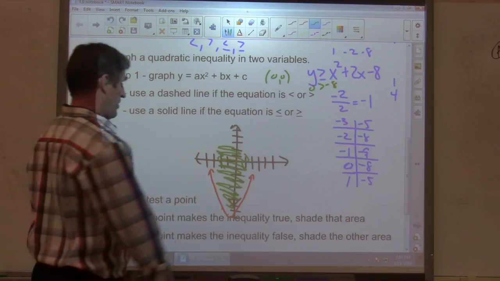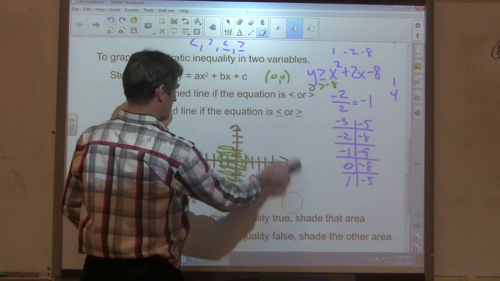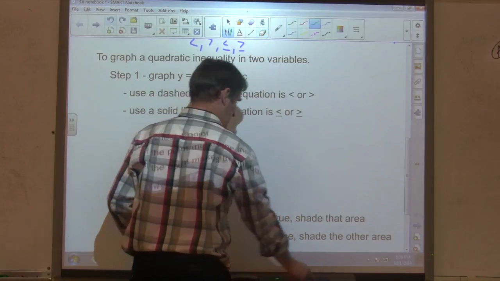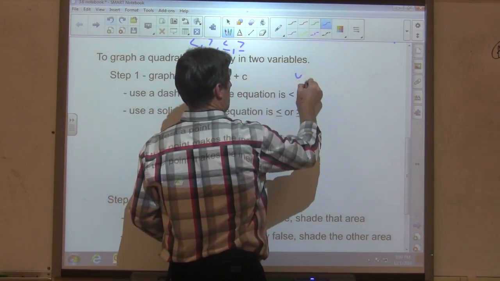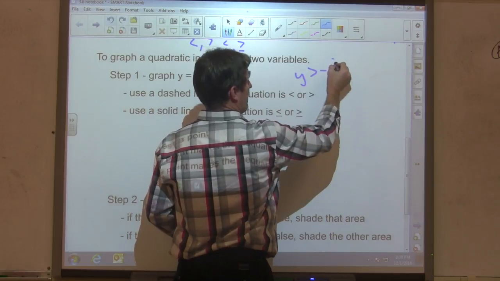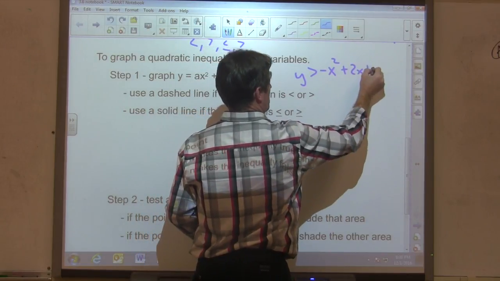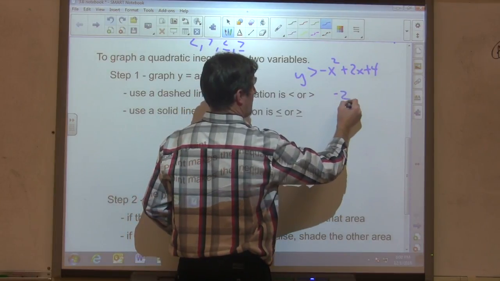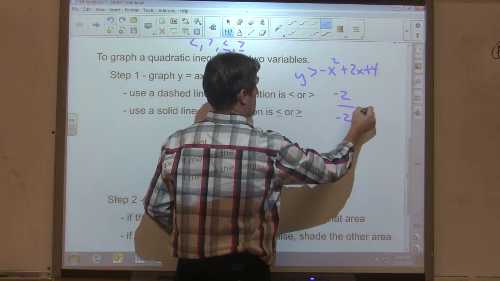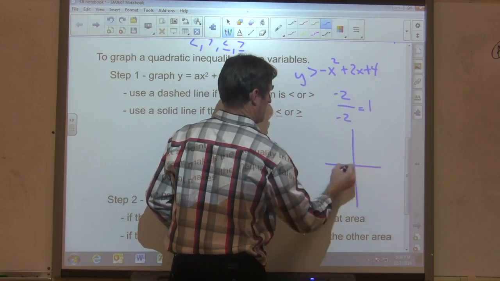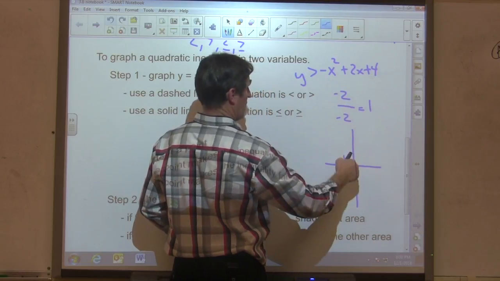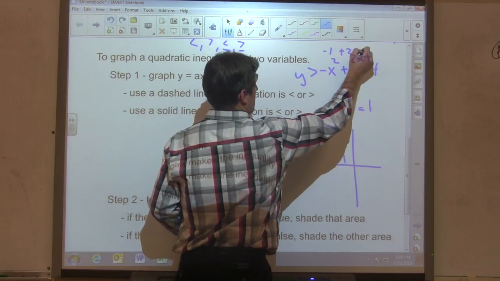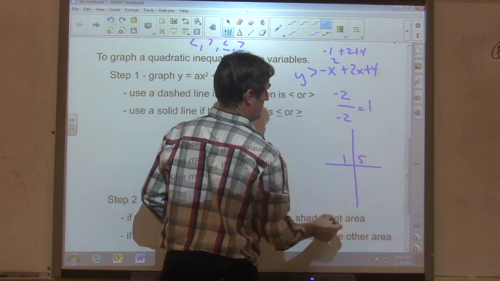So let's take one more. y is greater than negative x squared plus 2x plus 4. So we find the vertex. That would be negative 2 divided by negative 2, so that would be 1. When I plug in 1, 1 squared is 1, so that's negative 1, plus 2 plus 4, so that would be 5.